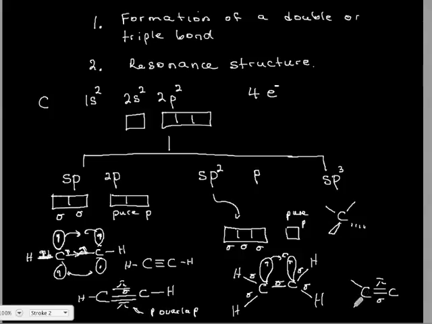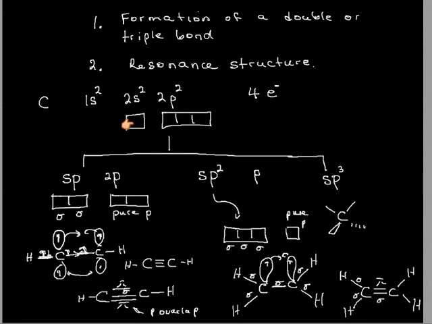And of course, the other 2 sigma bonds will be used to attach to hydrogen in my example here. So this is the story of how a double bond is formed. I find that students get very confused about this, so I'm going to repeat myself.